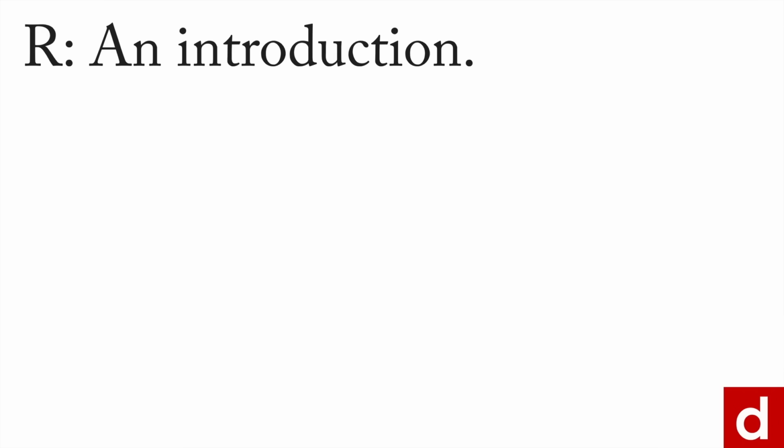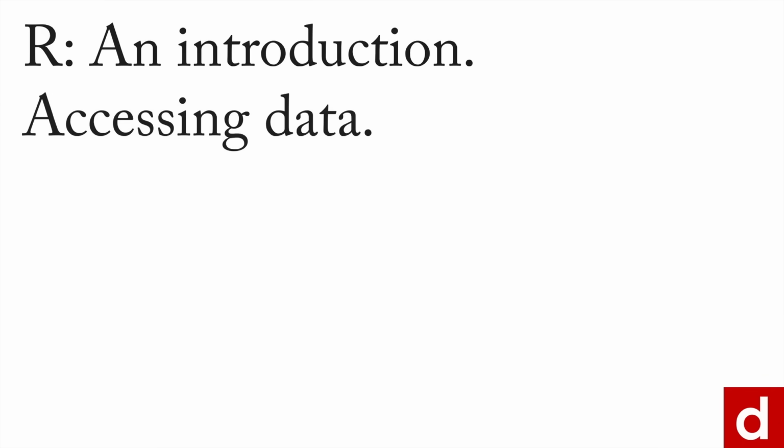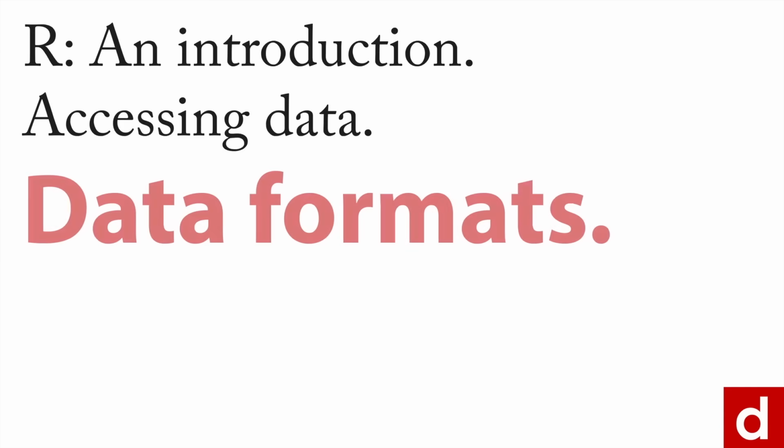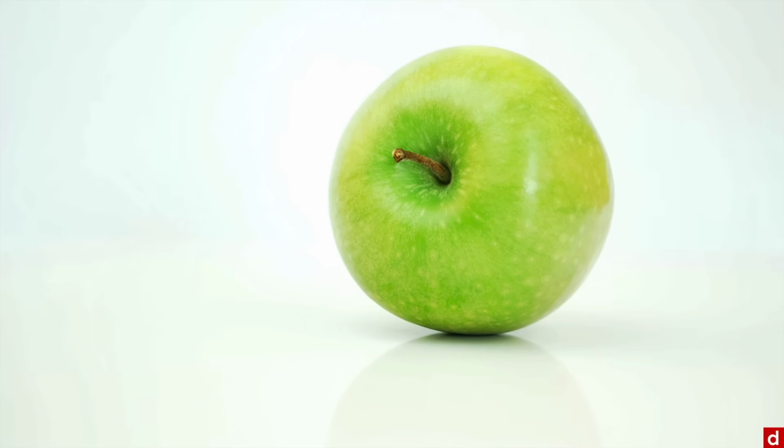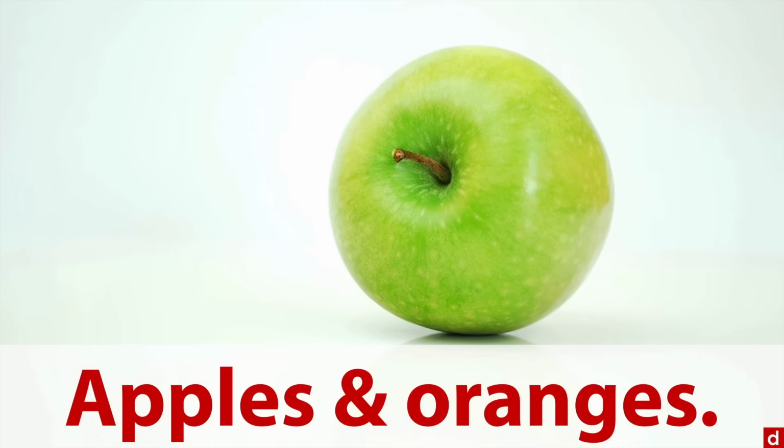The next step in R and Introduction is to talk about accessing data. And to get that started, we need to say a little bit about data formats. The reason for that is sometimes your data is like talking about apples and oranges. You have fundamentally different kinds of things. Now, there are two ways in particular that this can happen.